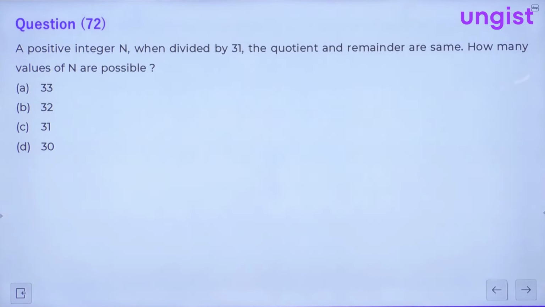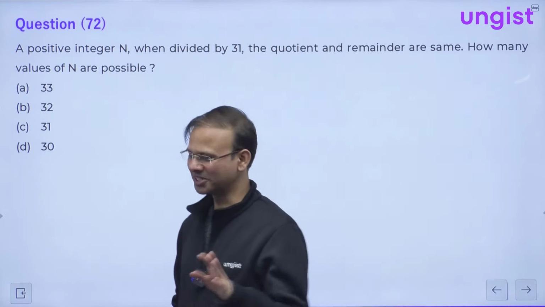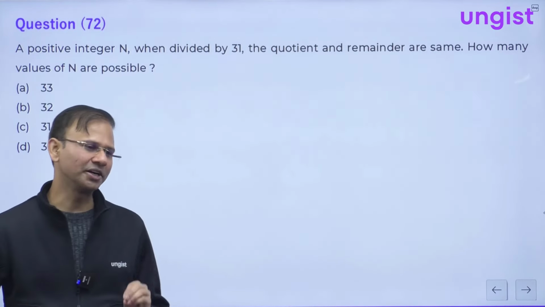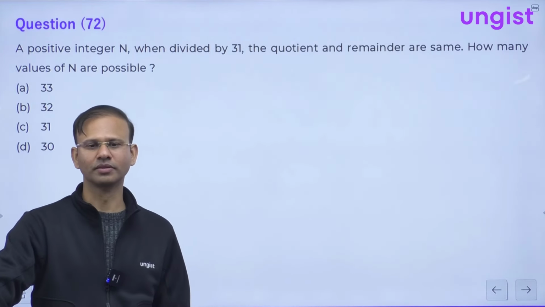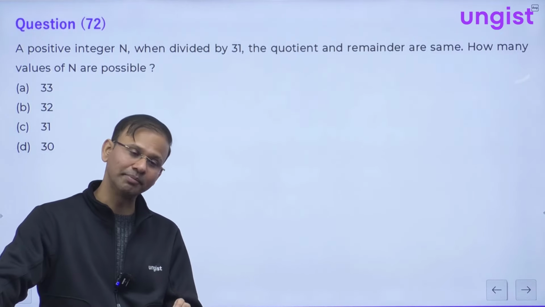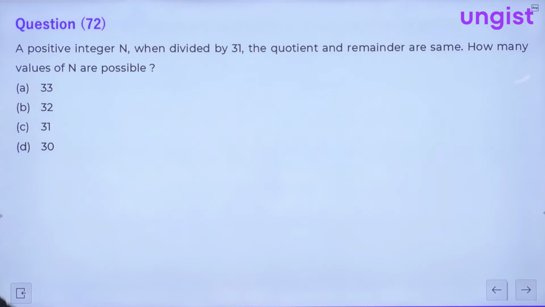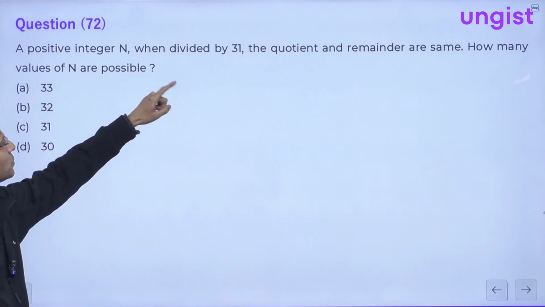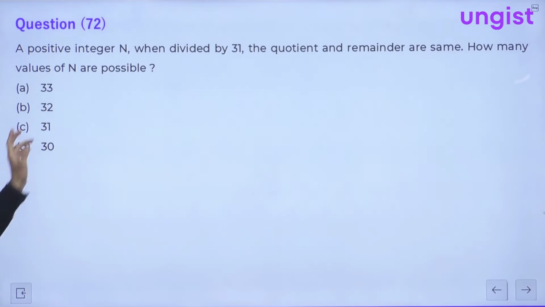You didn't even realize. Look, everyone, understand one thing. Tell me, if a number is being divided by n, what is the maximum remainder you can get? n minus 1. If a number is being divided by n, the maximum remainder can be n minus 1. Right? So here, just read the question. The question is saying a positive integer n, when divided by 31, has the quotient and remainder same. So just think on it. The question is asking how many values of n are possible.